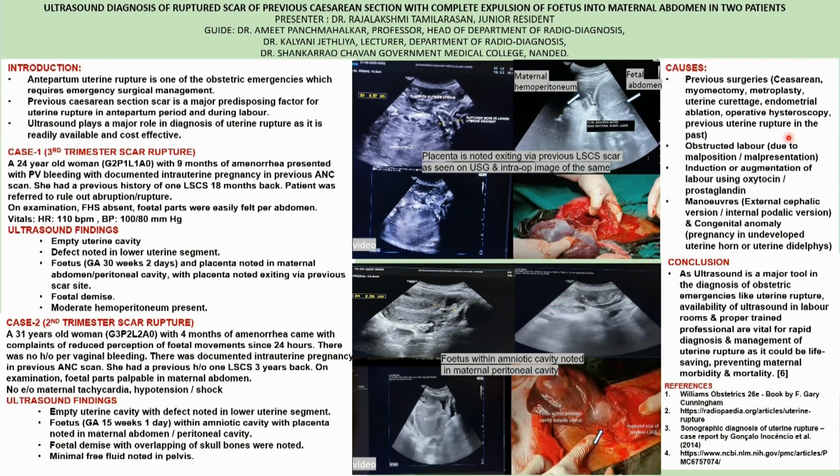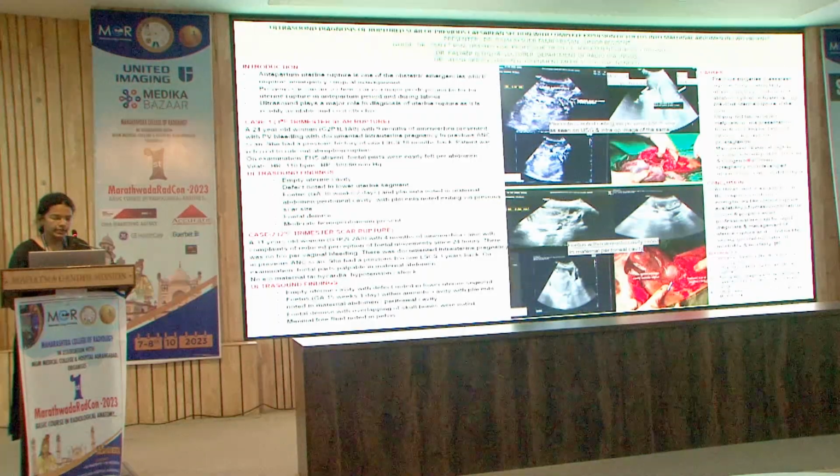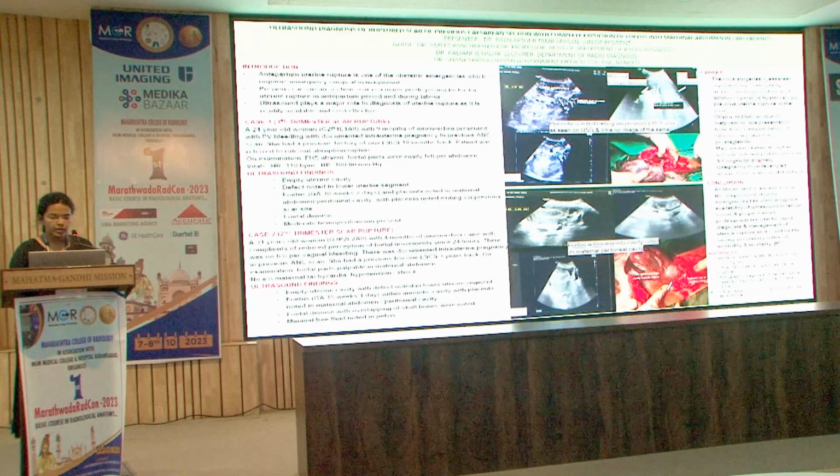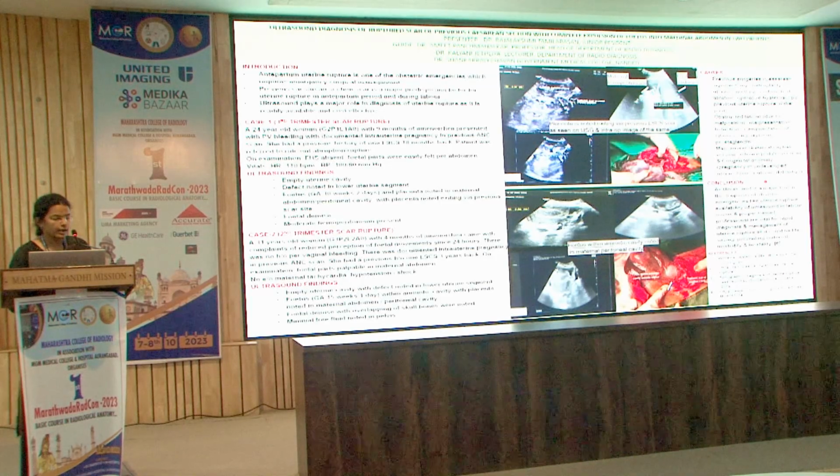Starting from previous surgeries, one of the major reasons for scar rupture is anything done to the uterus: Caesarean, myomectomy, metroplasty, uterine curettage, etc., or obstructed labor due to malposition, malpresentation, or induction or augmentation of labor using oxytocin or prostaglandins, and maneuvers like internal podalic version or external cephalic version, and congenital anomalies like pregnancy in an undeveloped uterine horn or in uterine didelphys.